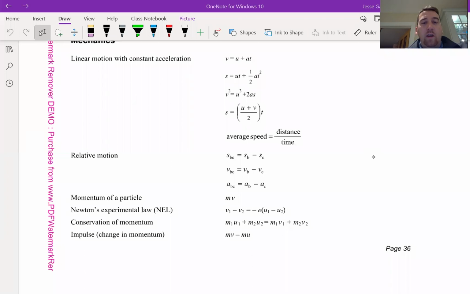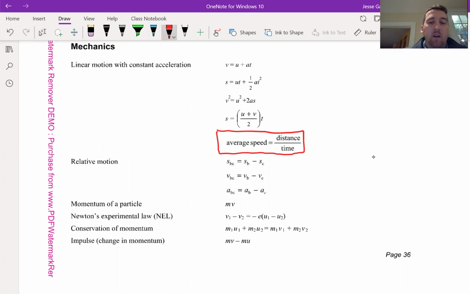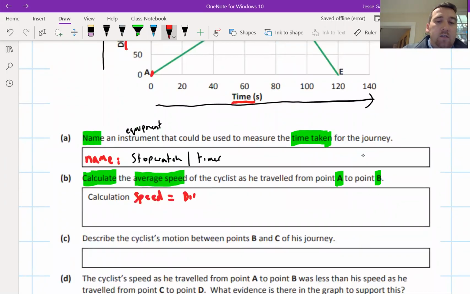If you couldn't find it, here is the page in the log tables where you might find it. So pause the video, see can you find it. If you can, write it down. Hopefully you found it here. Average speed equals distance divided by time. Okay, I'm going back to the other screen now. So we've got speed equals distance over, which means divided by time.